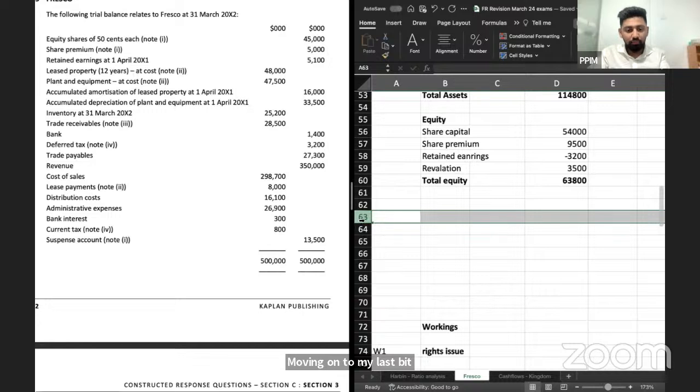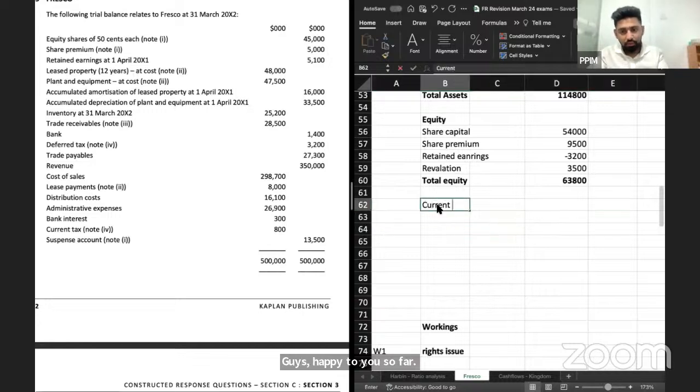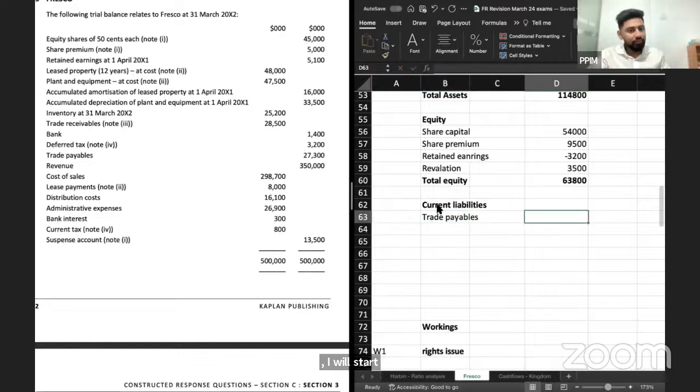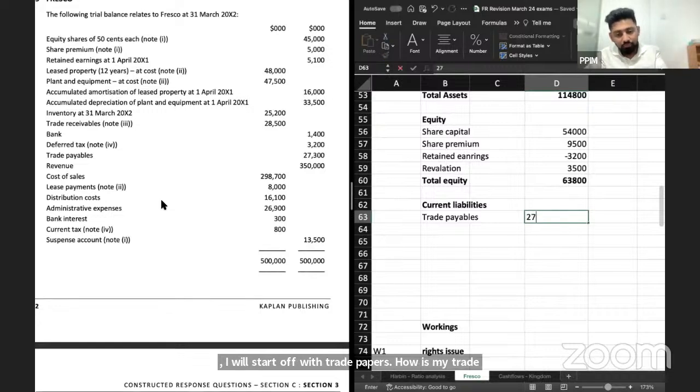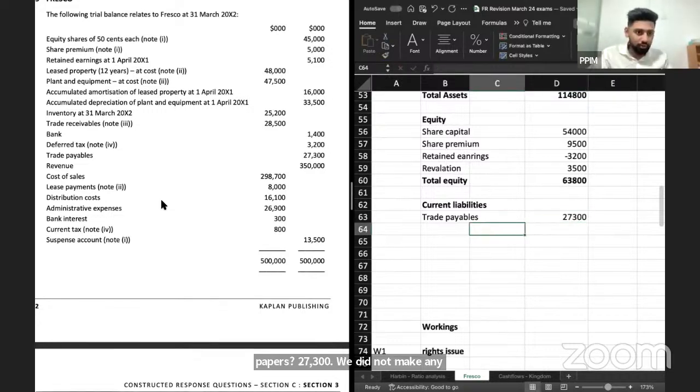Guys, are we clear so far? Moving on to my last bit. I'm going to do my current liabilities. Under current liabilities, I will start off with trade payables. How much is my trade payables? 27,300. We did not make any adjustments. In the back of your mind, you know that.